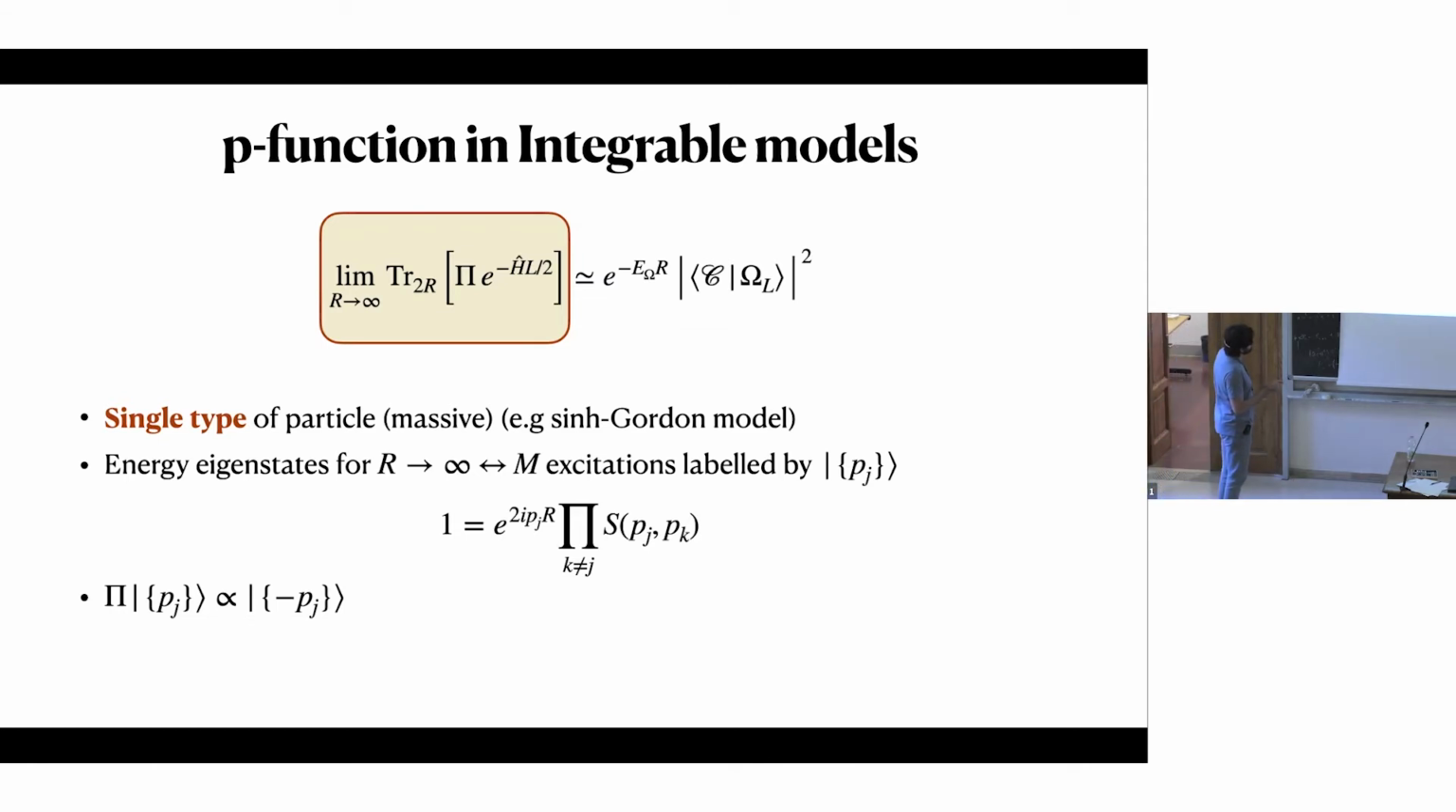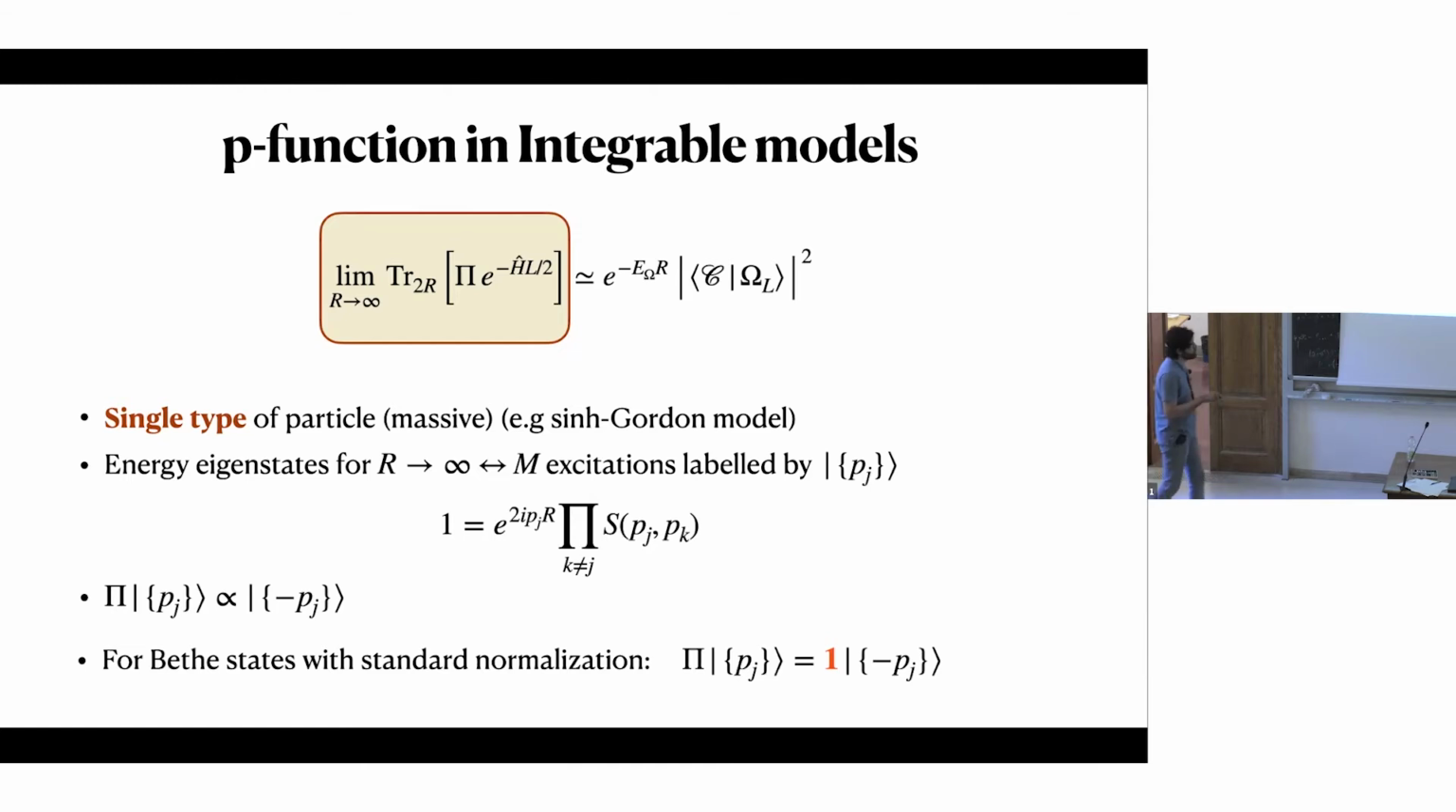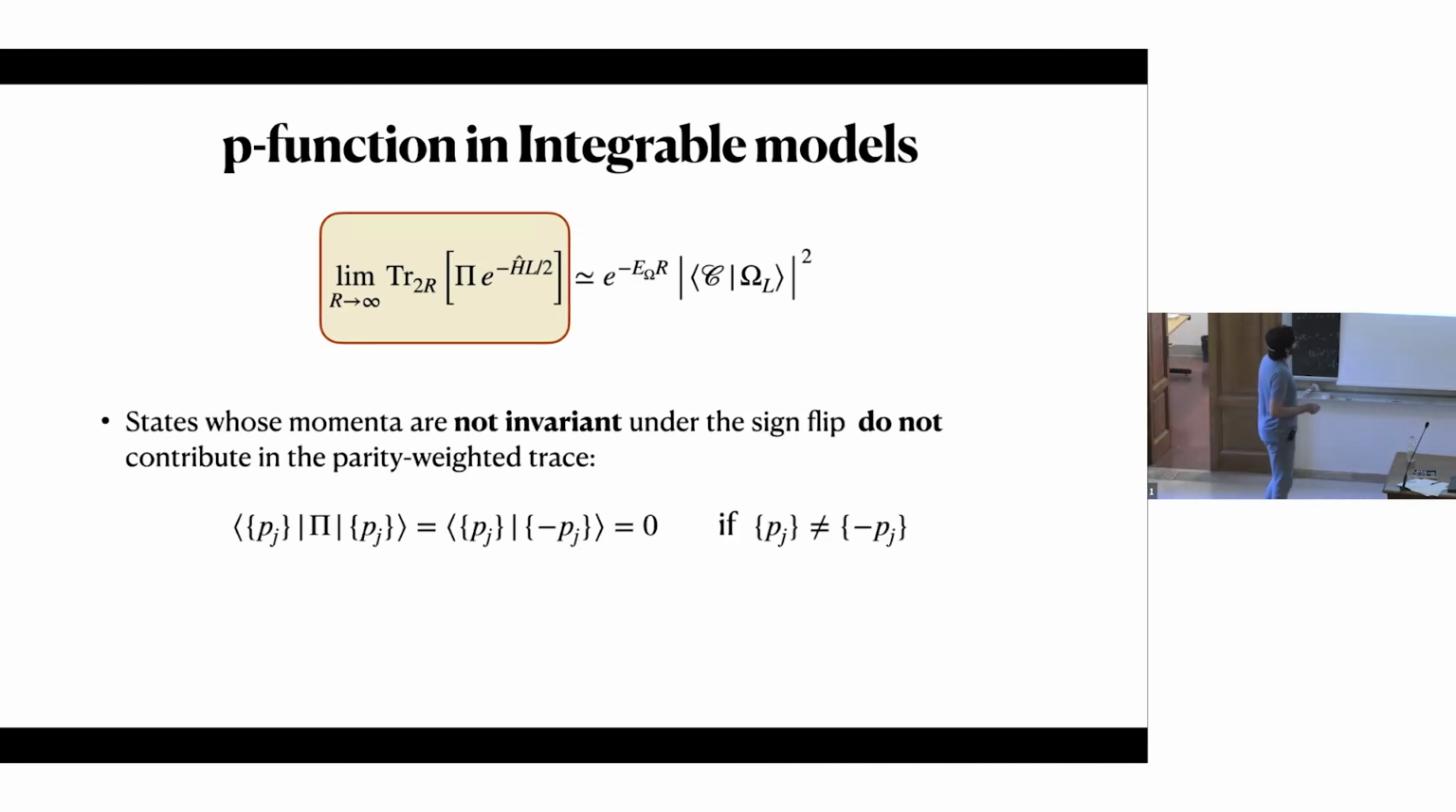Under the action of the parity operator, what it does is reflect the individual momenta. So p_j, which is the momentum of the individual particle, goes to minus p_j. And actually, for the standard normalization of the Bethe states, you can show that it's actually 1. So the parity operator acting on a state with a set of momenta reflects the momentum of each particle individually. So this tells you immediately one thing.